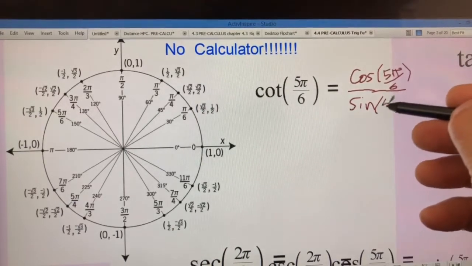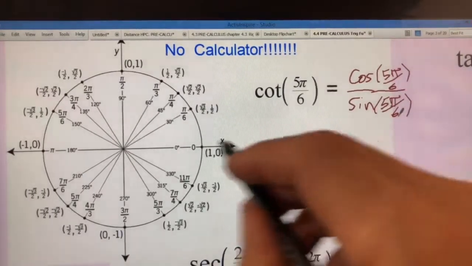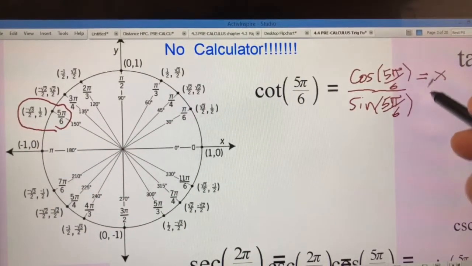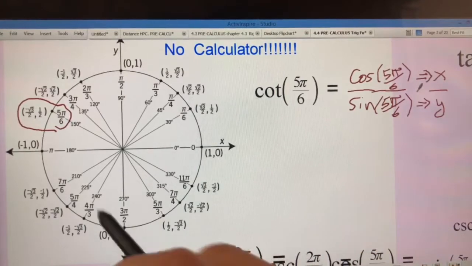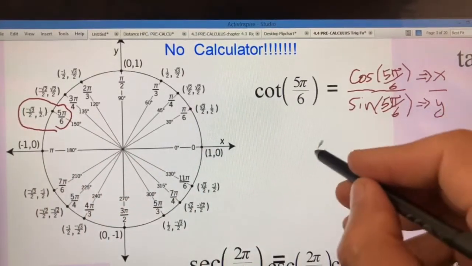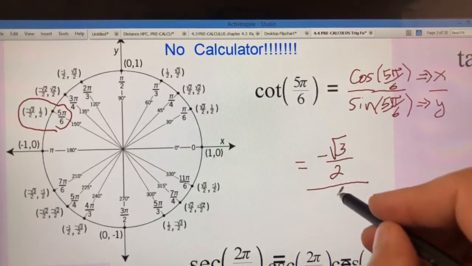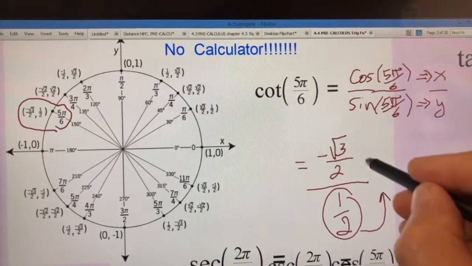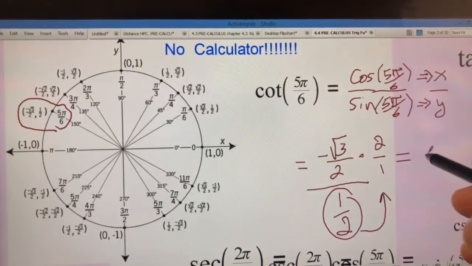So you can probably know how to do it by now, okay? If you paid attention in the last 2 or 3 examples. So 5 pi over 6 is this guy. All right? Cosine is the x. The sine is the y. So now if you look over here, you're going to take the x divided by the y. So the x is your -√3 over 2, divided by the y, which is 1/2. Okay? Now multiply by the 1/2 reciprocal, which is 2 to 1. So when I simplify the answer, it should just be -√3.